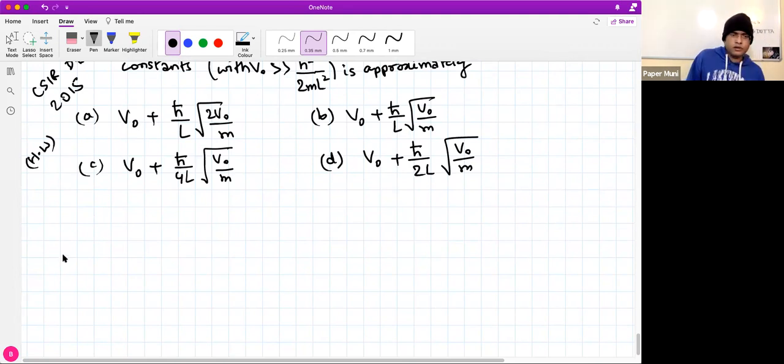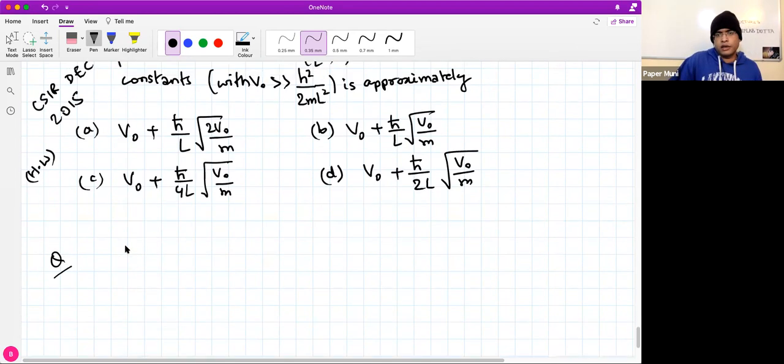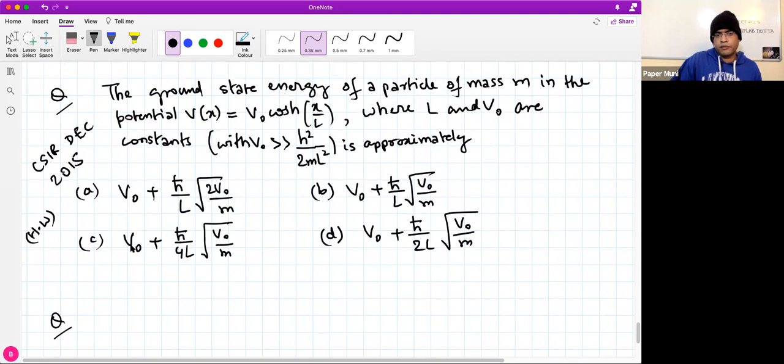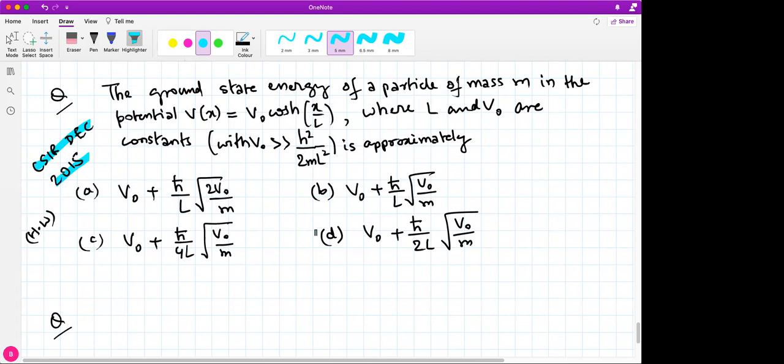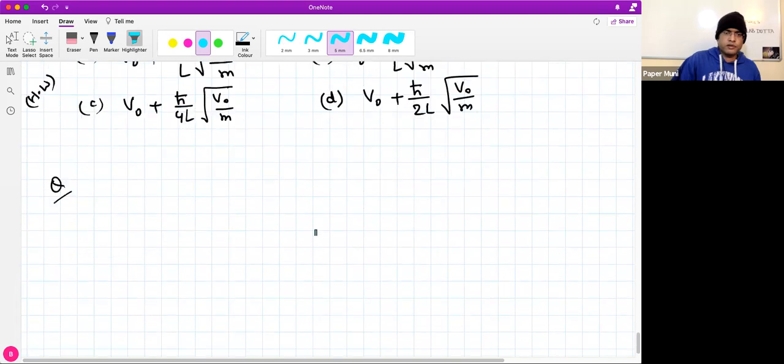All right, so there's another problem. How will you proceed with this problem? Any idea? Schrodinger equation. Yes, Schrodinger equation. Okay, solve the Schrodinger equation, you'll get the answer.